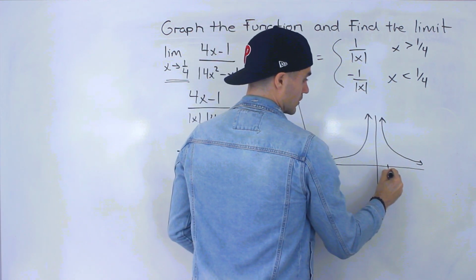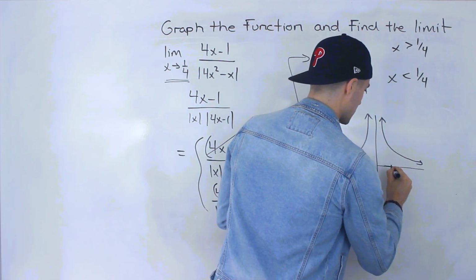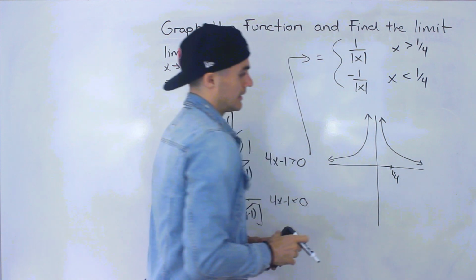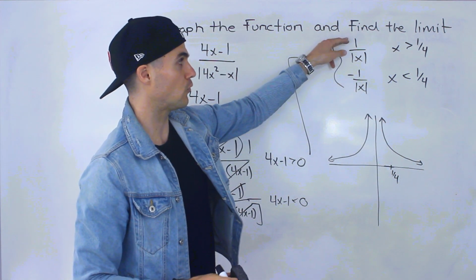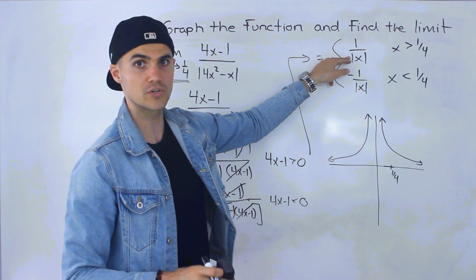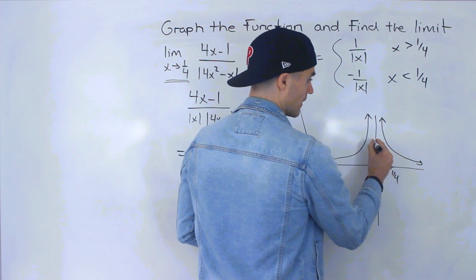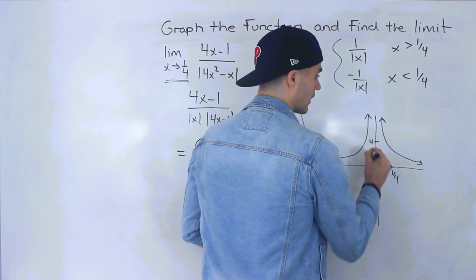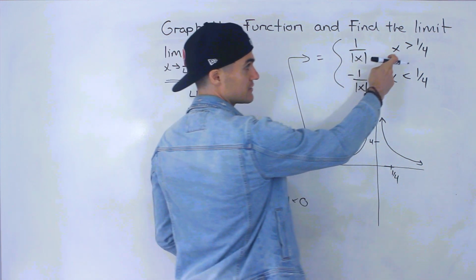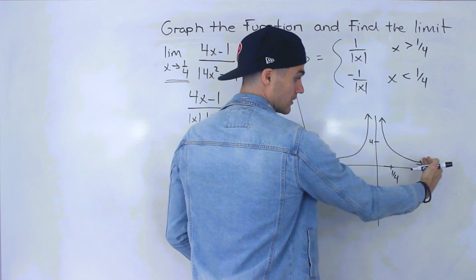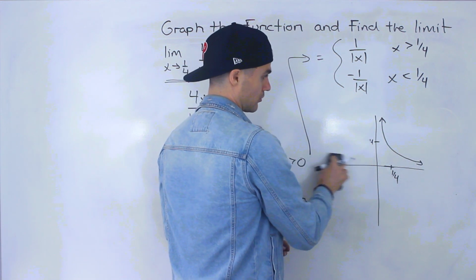But let's actually put this x value here. So this is 1 over 4. Now, if we plug in 1 over 4 here, we're going to have 1 divided by 1 over 4, which is going to give us +4. So we know at an x value of 1 over 4, we're going to have a y value of +4. And notice that this function is only defined when x is greater than 1 over 4. So we actually don't need this portion.